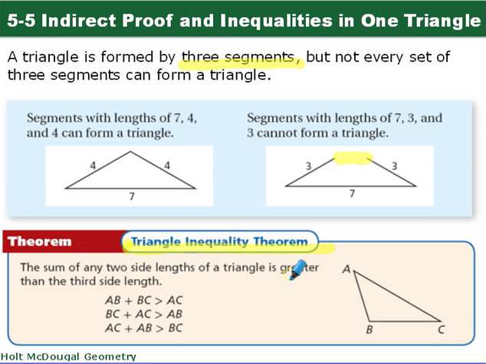So here we have these two side lengths, 4 and 7 is 11, which is greater than 4, and 4 and 4 is 8, which is greater than 7. Here, if we did 3 and 3, that's only 6, which isn't greater than 7. That's why we don't make a triangle up here. So make sure you take that in your notes.